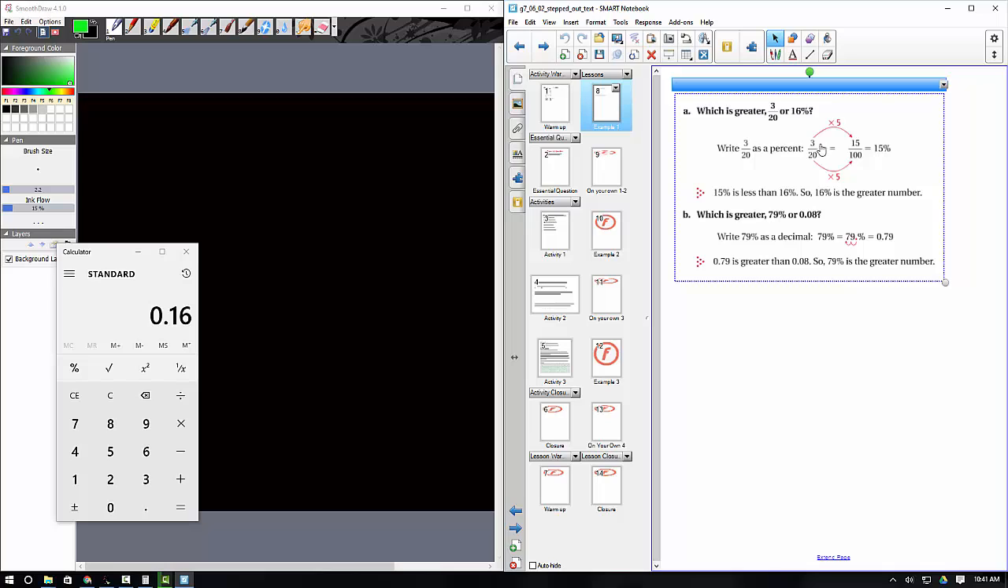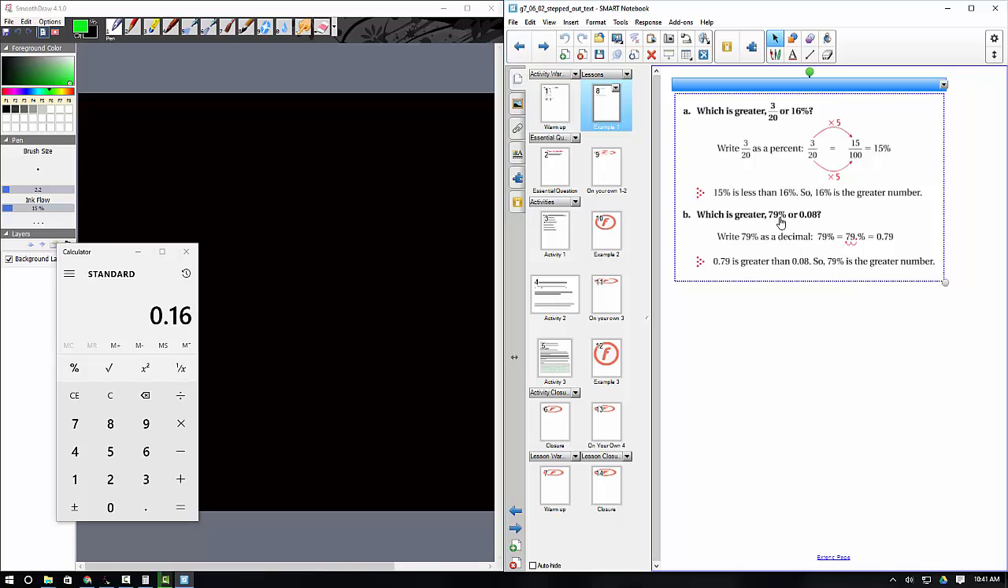And as you can see, there's a few ways to do this. So we can do 3 over 20, and if I want to turn this into 100, so I make it a percentage, I would multiply the top by 5 as well. And that's how you get 15, and 15 is less than 16%.